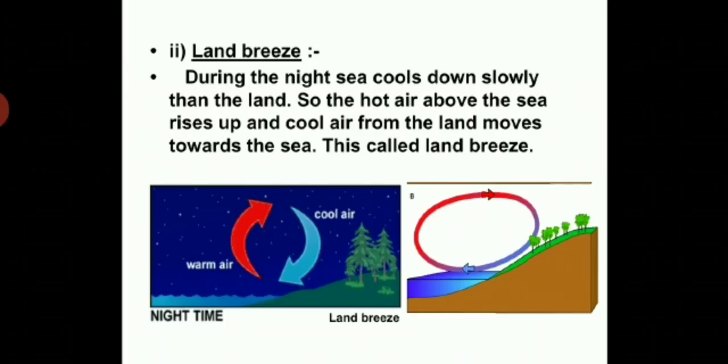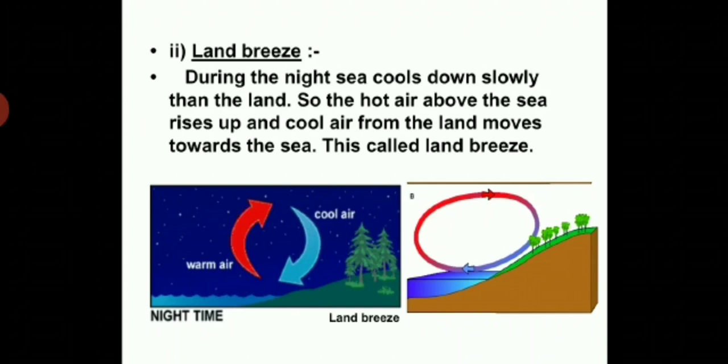Then land breeze. During the night, the sea cools down slowly. So what happened during night? The sea cools down slowly, then the land. What happened then? The hot air above the sea rises up and cool air from the land moves towards the sea. So this is the reverse process.